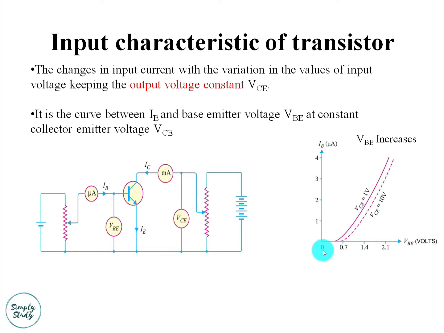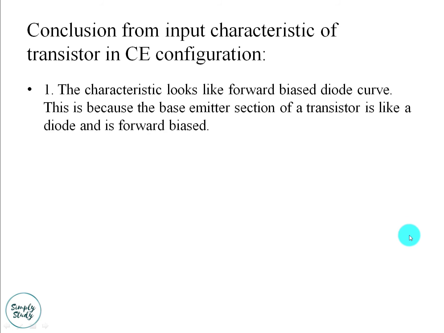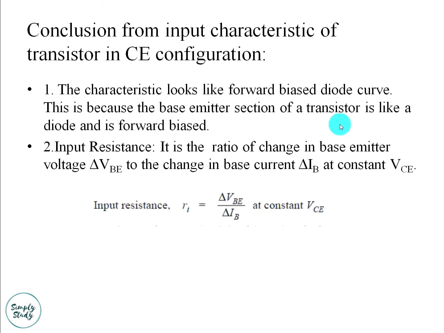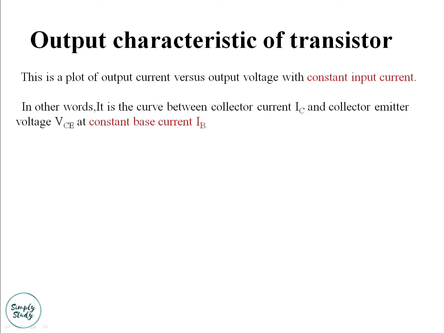To determine the input characteristics, the output voltage VCE is kept constant at 0 volts and the input voltage VBE is increased from 0 volts to different voltage levels. The characteristic looks like a forward bias diode curve. This is because the base emitter section of a transistor is like a diode and is forward biased. Input resistance is the ratio of change in base emitter voltage to the change in base current at constant VCE.